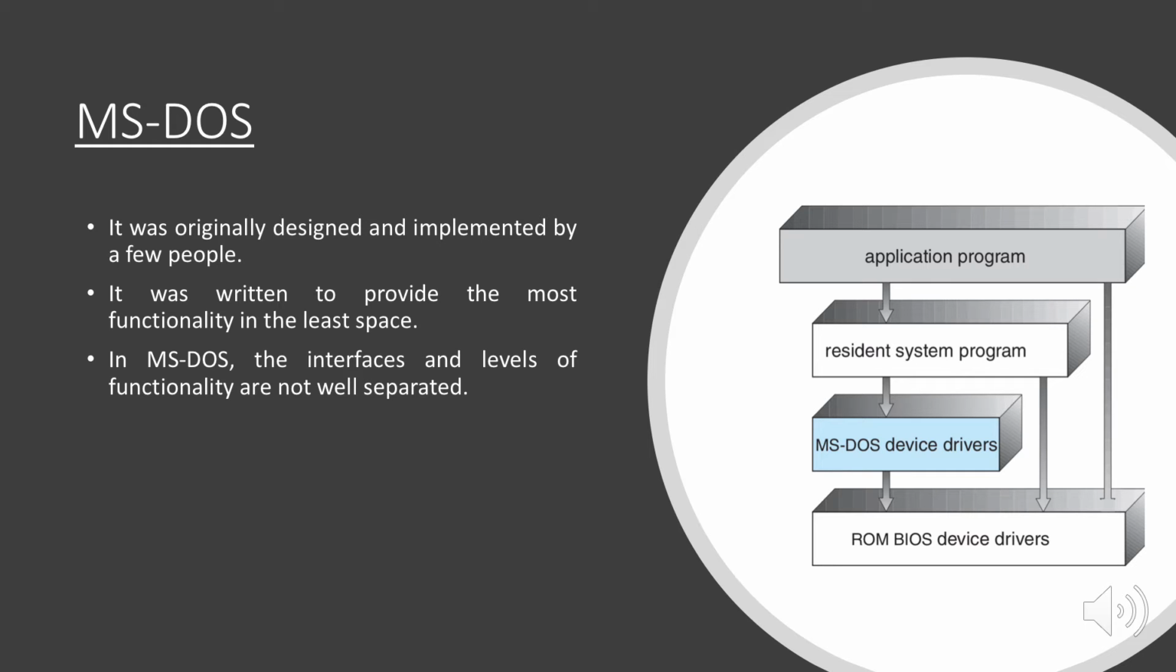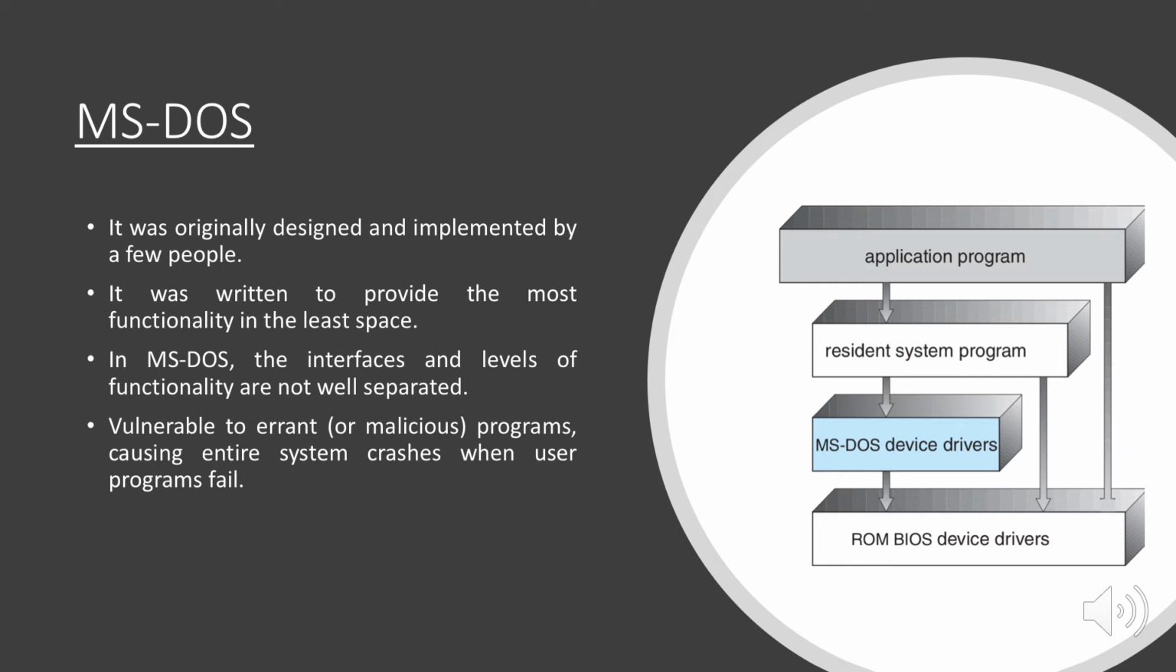As you can see in the image, application programs can directly access the ROM BIOS device drivers. For example, application programs are able to access the basic I/O routines to write directly to the display and disk drives. Such freedoms leave MS-DOS vulnerable to errant or malicious programs, causing the entire system to crash when the user program fails. The Intel 8088, for which it was written, provides no dual mode and no hardware protection, and the designer of MS-DOS had no choice but to leave the base hardware accessible.